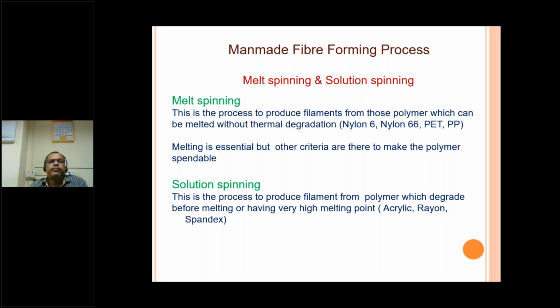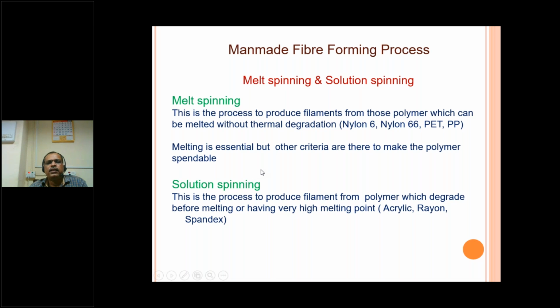So if we look at the man-made fiber forming process, how we make man-made fibers out of polymers, there are two spinning technologies: melt spinning and solution spinning. Melt spinning produces filaments from those polymers which can be melted without thermal degradation. Nylon 6, nylon 6,6, polyester, polypropylene are some fibers which can be melted and formed into fiber, and these polymers do not degrade during the melting.